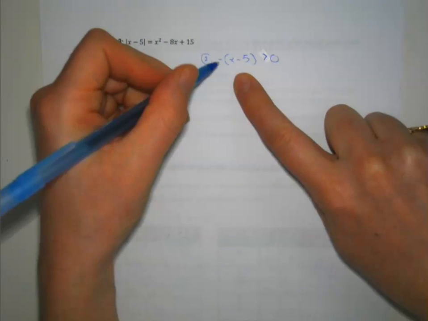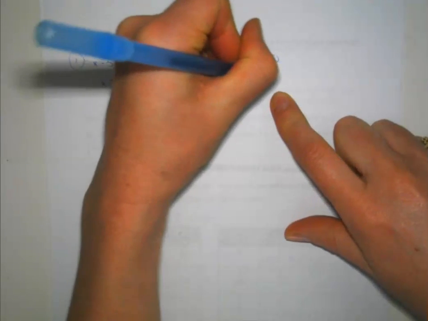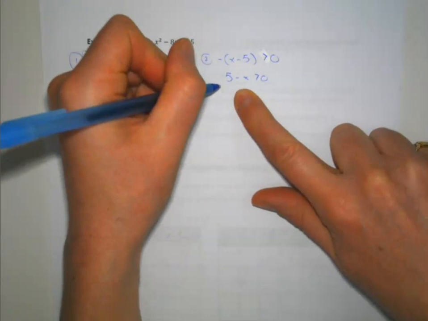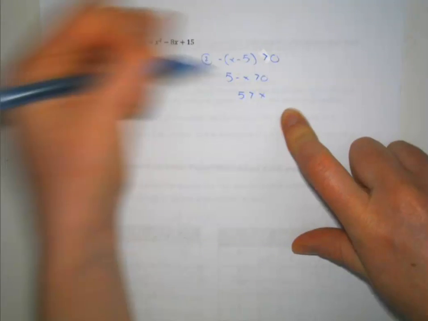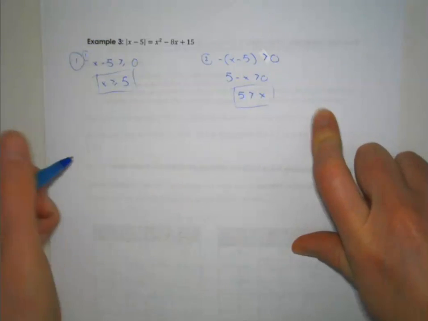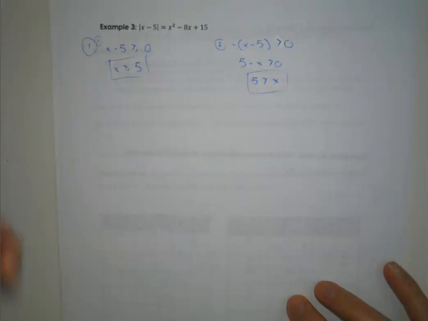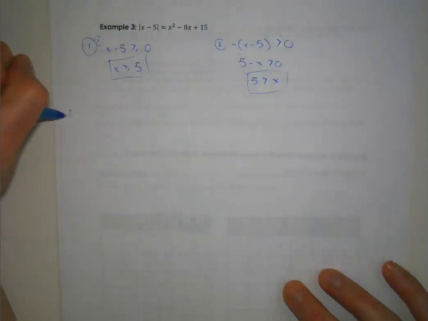And so multiplying that out, we end up with 5 minus x has to be greater than 0. So we can add x to both sides, so 5 has to be greater than x. Okay, so these are our two restrictions for each case. Now we can go in and try to solve each case. So this is our second step.